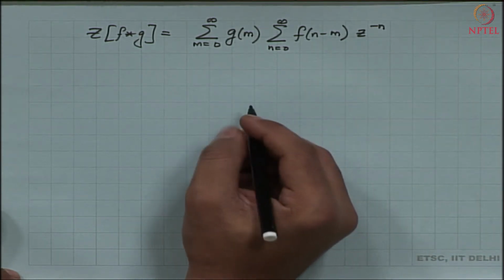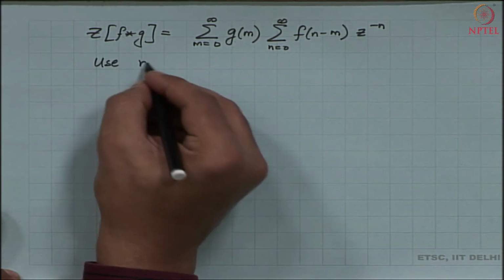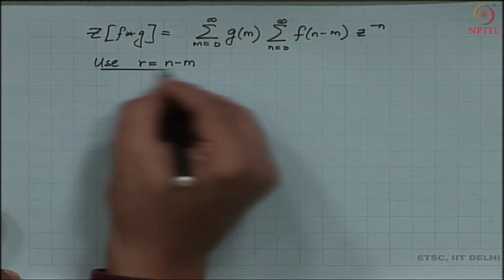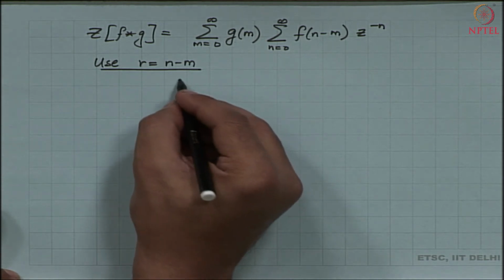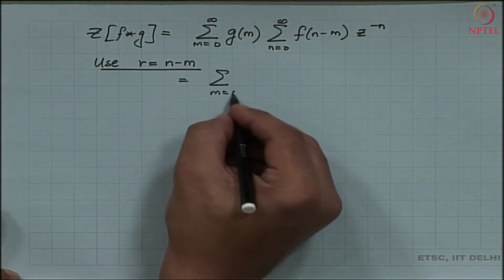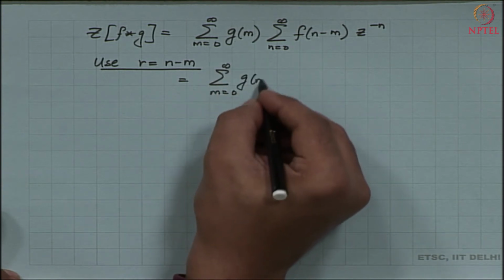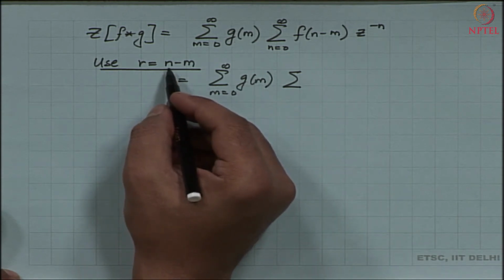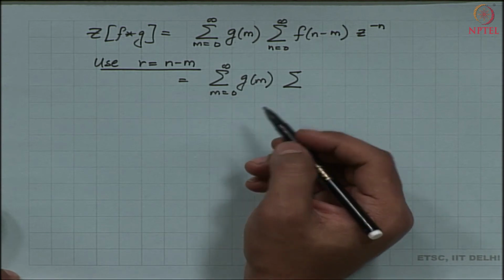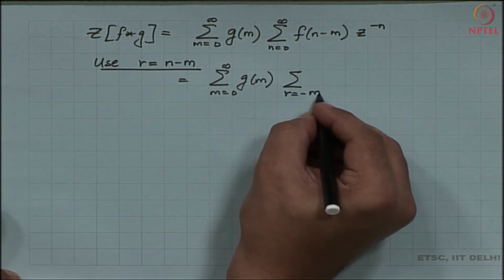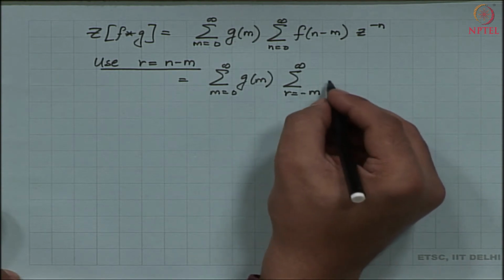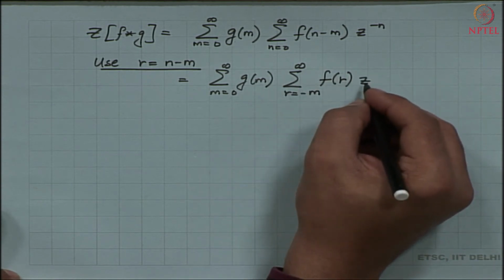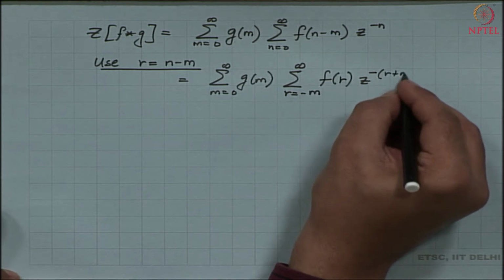Let us now use a new variable defined by r, which is equal to n minus m. So, I get that this is also equal to the summation m from 0 to infinity g of m times the summation. Note that if n is 0, then r will be from minus m to infinity, and with respect to the new variable, the interior sum is f of r z to the power minus r plus m.